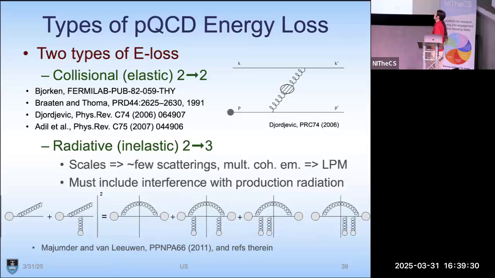And so if we focus on perturbative QCD, a Feynman diagrammatic way of considering this energy loss, there are 2 types of energy loss. One is collisional or elastic. So this is an energy conserving process from first year physics, where we have 2 objects in, 2 objects out. And there's also a radiative energy loss. So this is a 2 to 3 process where we're explicitly emitting some radiation.